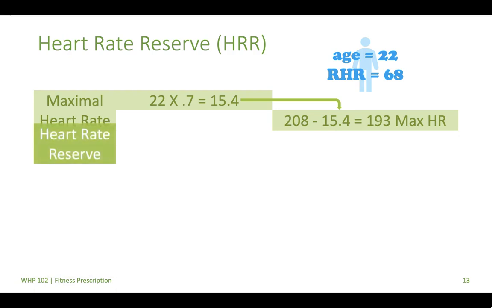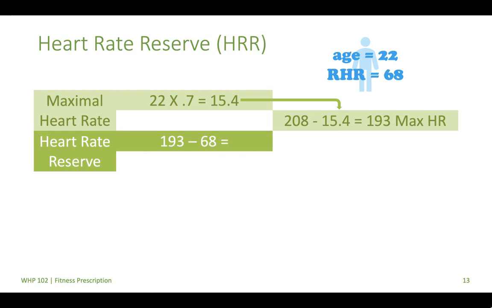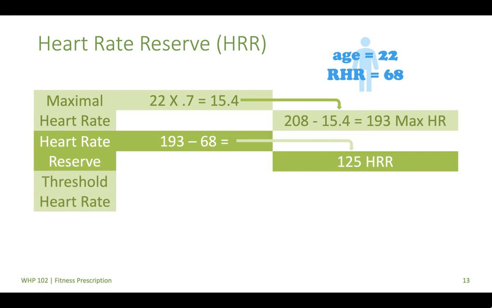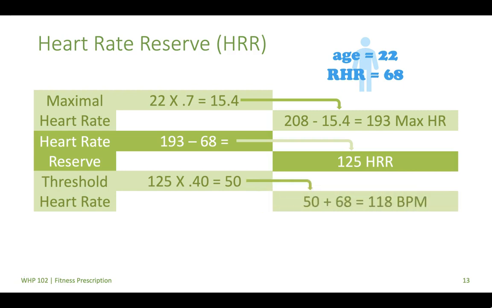Next, we will estimate your heart rate reserve. Subtract your resting heart rate from your maximal heart rate. In our example, we will subtract 68 from 193. The result is your heart rate reserve, or 125 for our example. Now let's figure out the range for your heart rate reserve. Your threshold of training, or minimum heart rate for achieving health benefits, is 40% of heart rate reserve. To calculate your threshold heart rate, multiply your heart rate reserve by 0.40 and then add your resting heart rate. In our example, we will multiply 125 times 0.40. Then add in the resting heart rate of 68. This gives us 118 beats per minute.